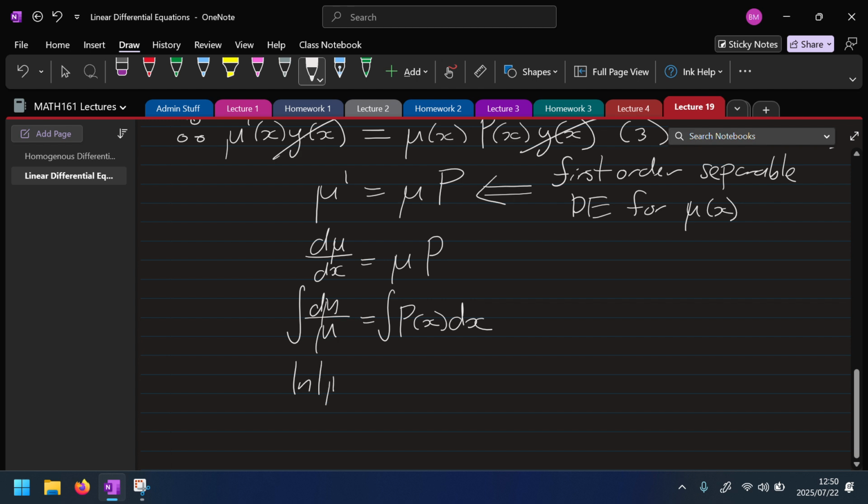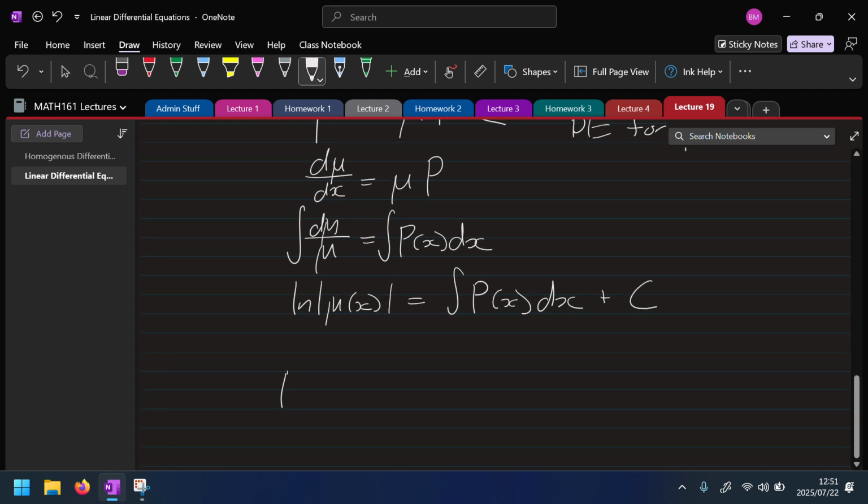Okay, so here we get the natural log of mu of x is equal to the integral of p of x dx. Okay, so we end up with that. Now we don't know what p is, so we're just going to leave it as an integral. And remember, we have our plus c. Okay, we've got the natural log of mu of x. We want to undo that. So exponential on both sides. We end up with mu of x is equal to some constant a, e to the integral p of x dx. Okay, that is our integrating factor. So step 1 is done. We've got our integrating factor. That's what it looks like.